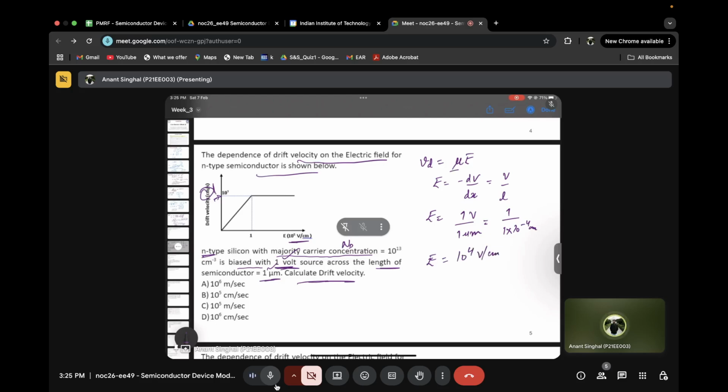Now the second thing that we want here is mobility, right? So mobility is nothing but the slope of this. If I try to calculate mobility, at 1 into 10 to the power 5 volt per centimeter, this is 10 to the power 7 and this is 0 comma 0, right? So slope, basic mathematics, is y2 minus y1 over x2 minus x1. So it would be 10 to the power 7 minus 0 over 10 to the power 5 minus 0, and this would be in centimeter square per volt second. Is there any doubt in this? How I've calculated the mobility?